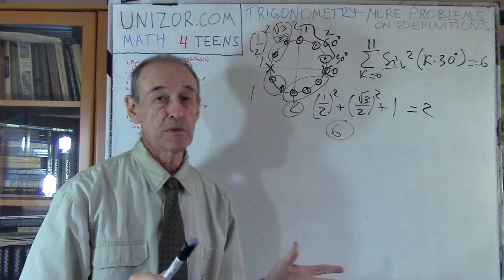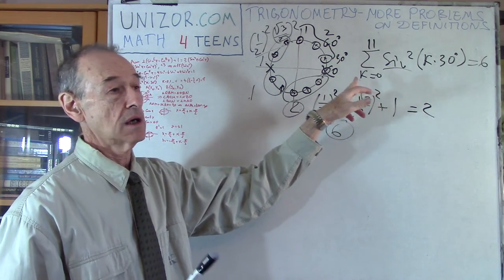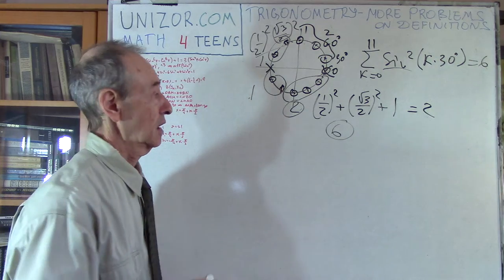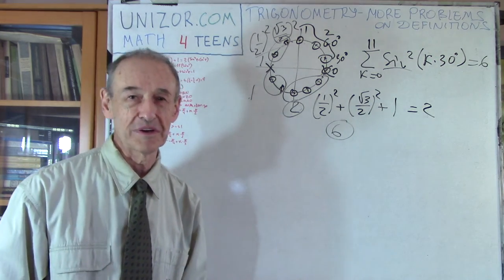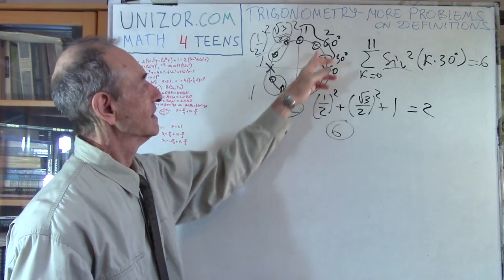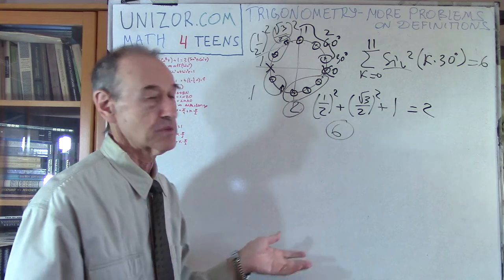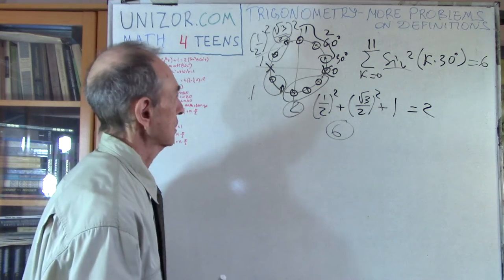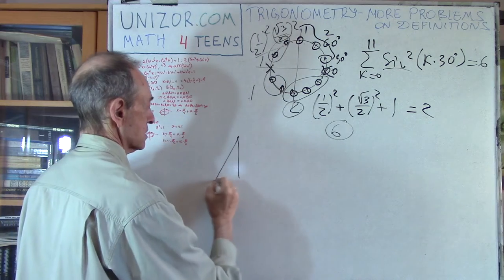So what you have to remember is basically that the sine of 30 degrees is 1/2, and that's something which you do have to remember. It's easy. And sine of 60 degrees is square root of 3 over 2. I just remember it, but obviously you can find it out yourself without any problems.